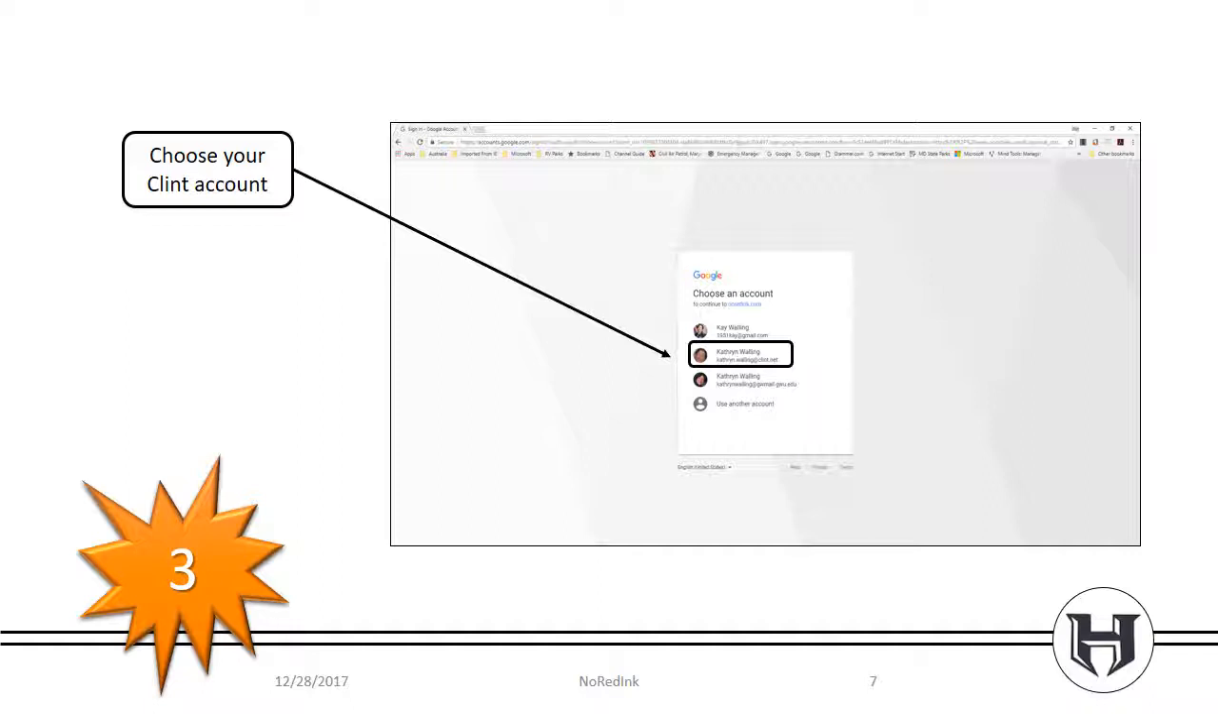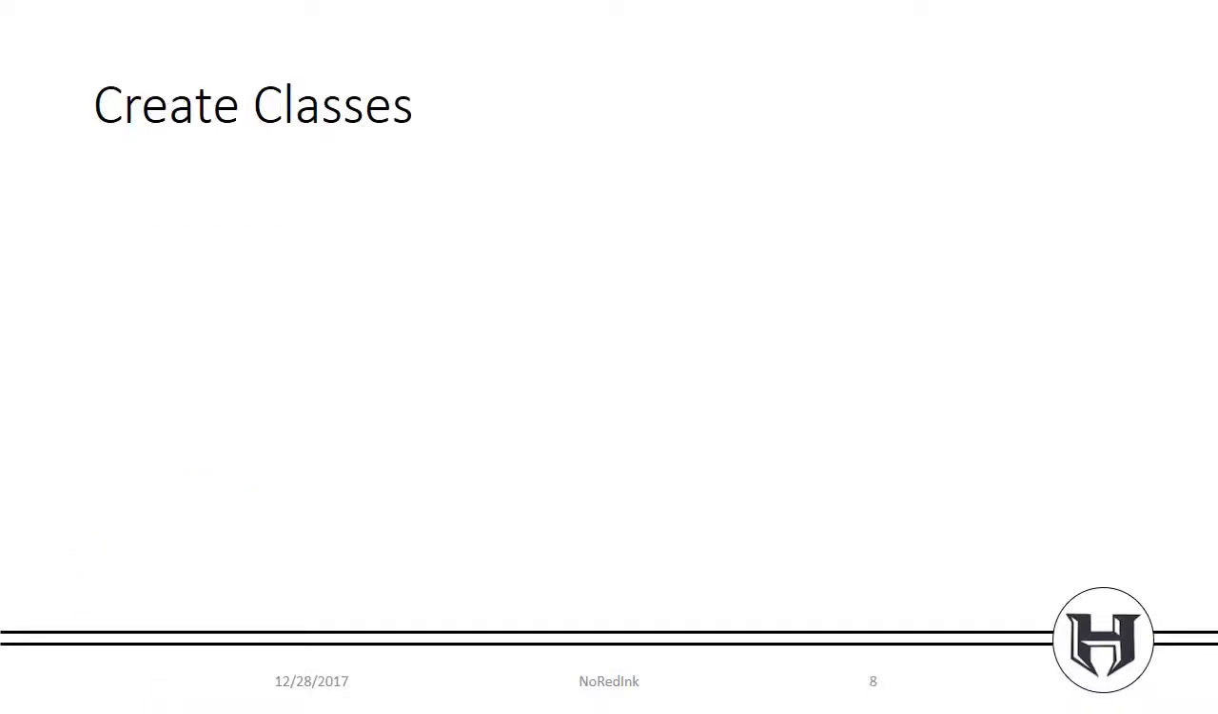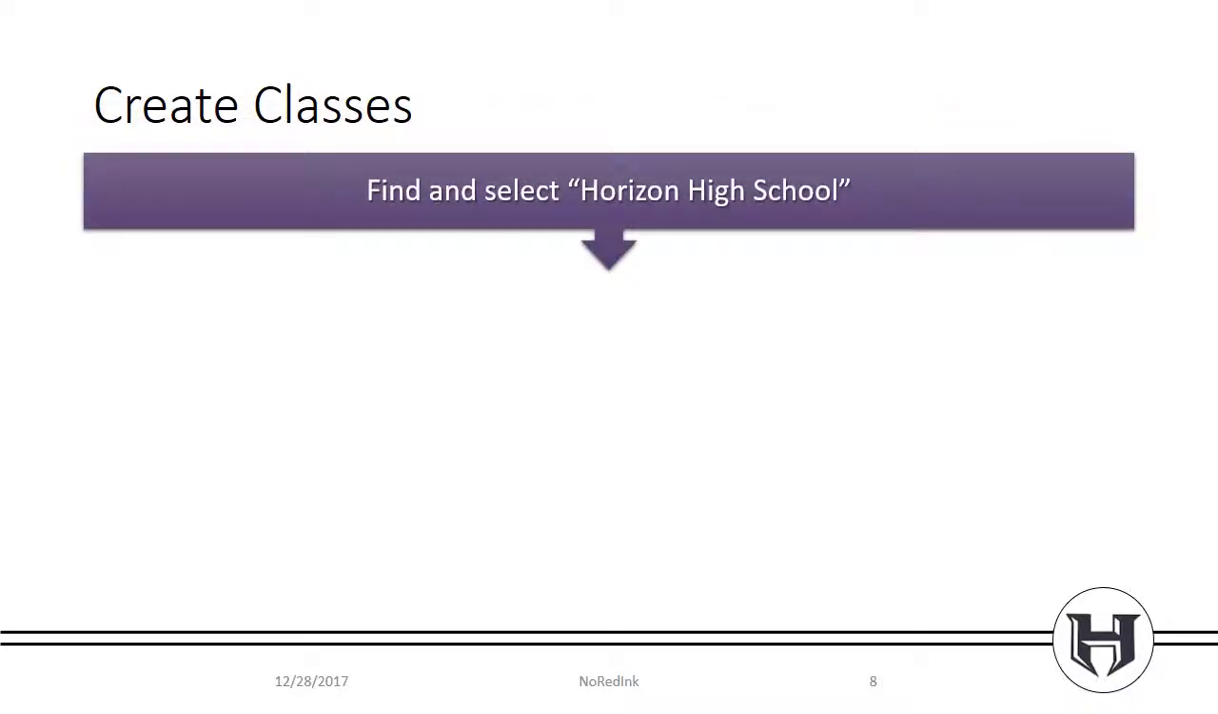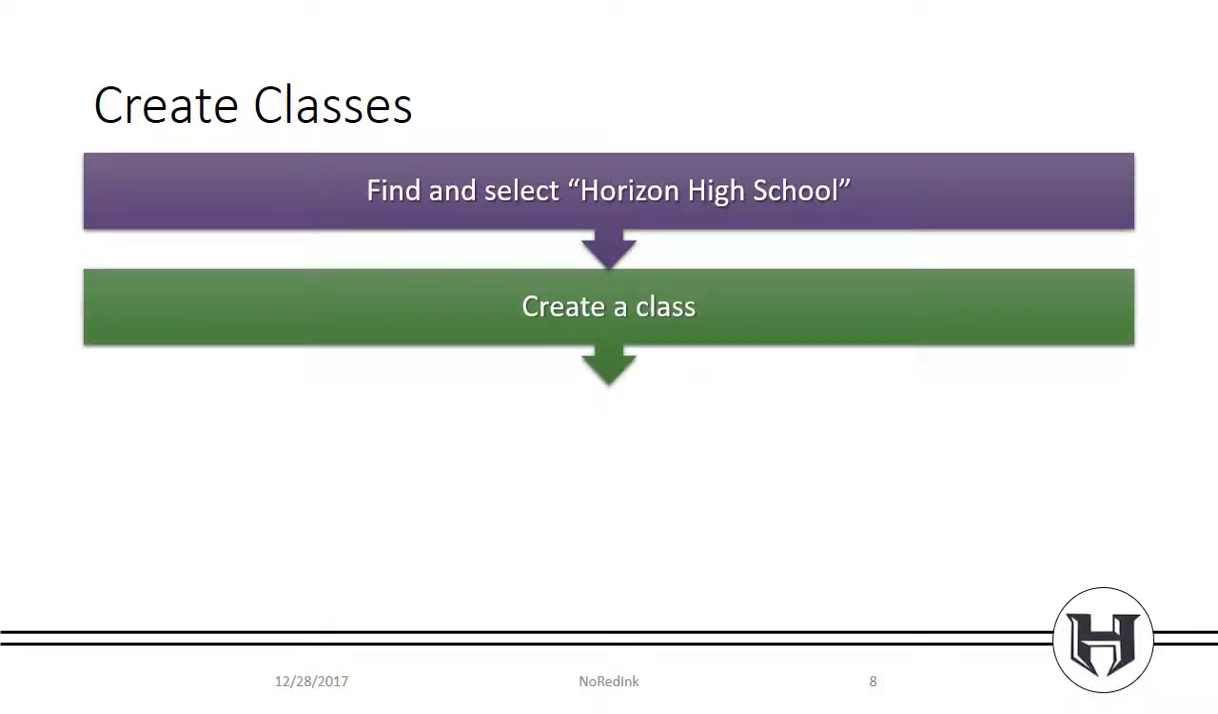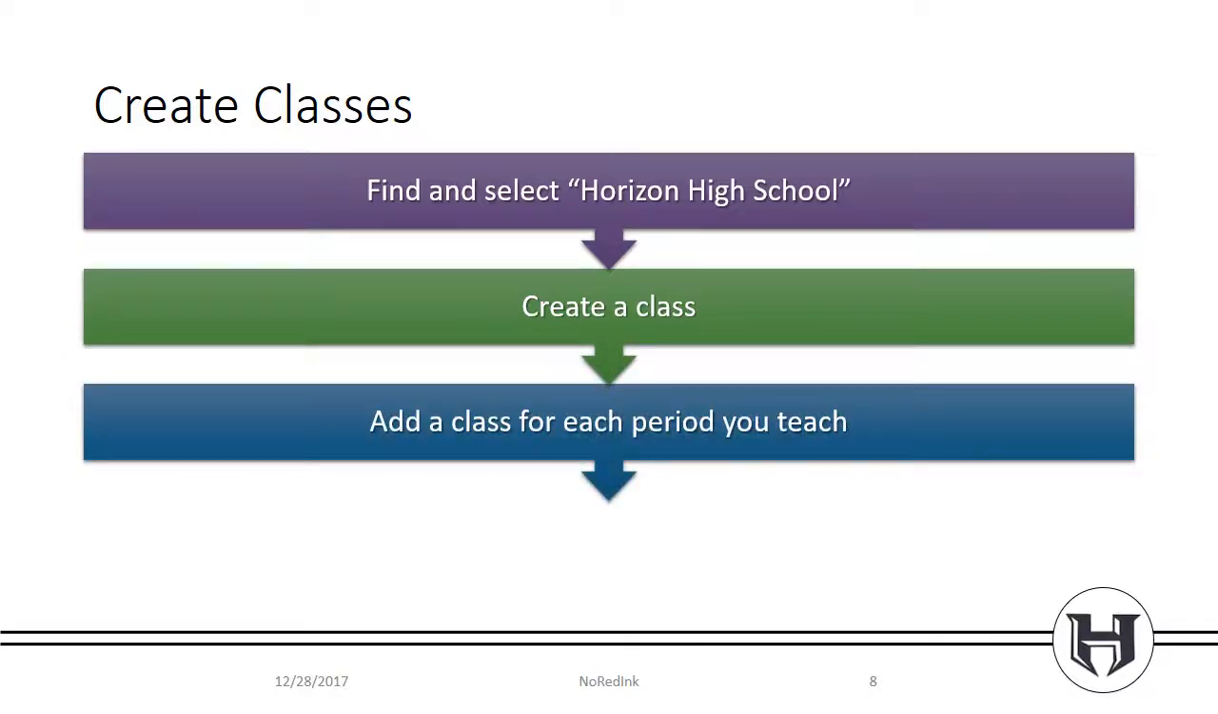Guide for Teachers. The first thing you will do is create classes. Find Horizon High School on the list of schools. Next, click Create a Class. I recommend that you add a class for each period you teach.